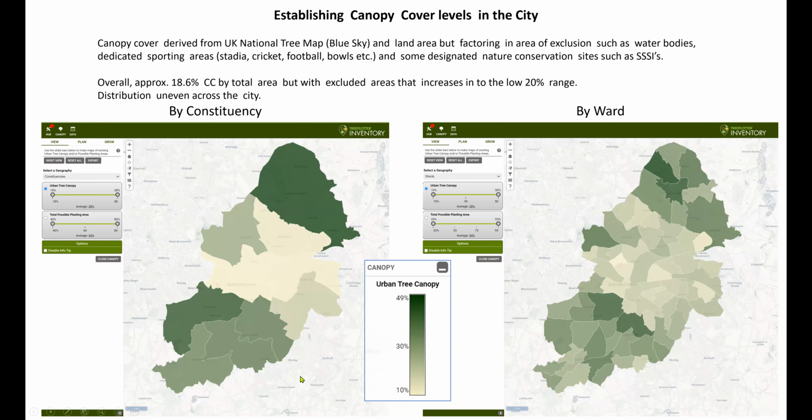But that doesn't necessarily paint the most accurate picture that we need. So we can look at a finer grain. We've got the ward level maps, which is the next one on the right-hand side.